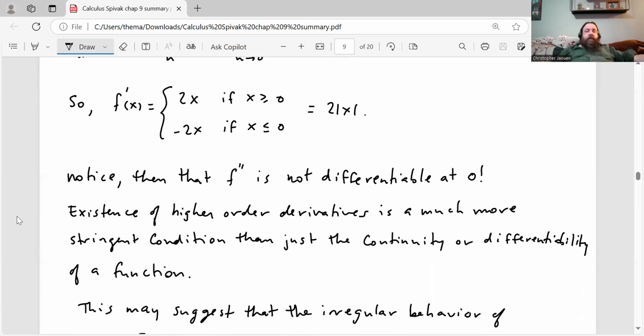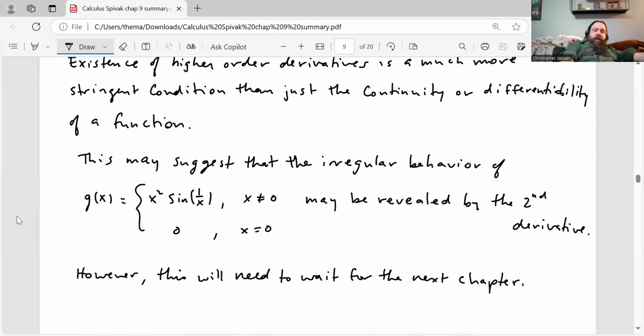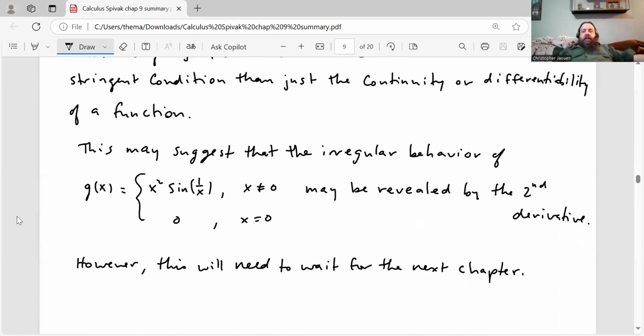Existence of higher order derivatives is a much more stringent condition than just continuity or differentiability of a function. And Spivak says this may suggest that the irregular behavior of g of x equals x squared sine of 1 over x when x is not 0, and 0 when x is 0, may be revealed by the second derivative. However, we'll wait to look at that till the end of the next chapter. So we'll do that one after we do the exercise set for this section.